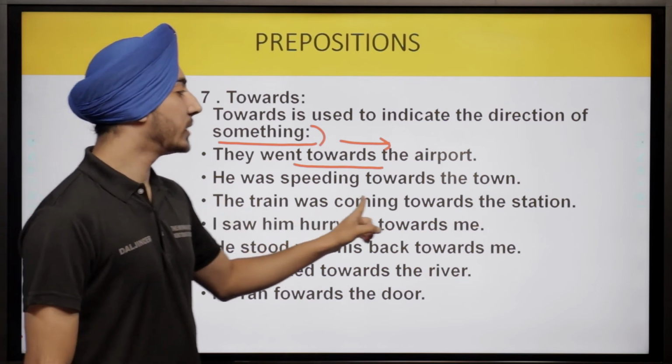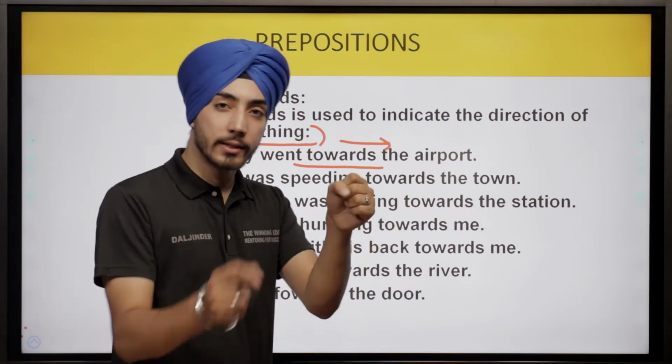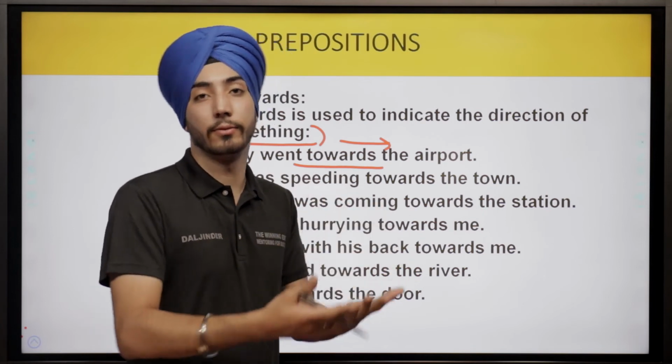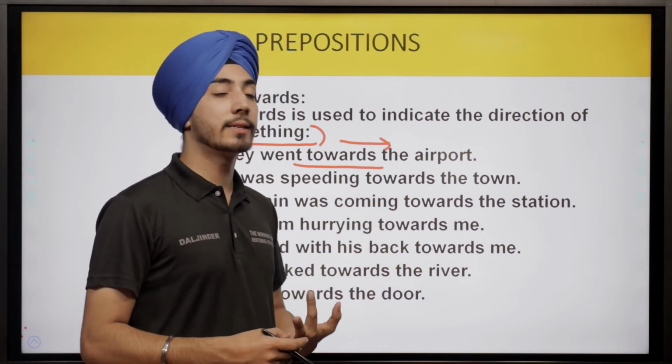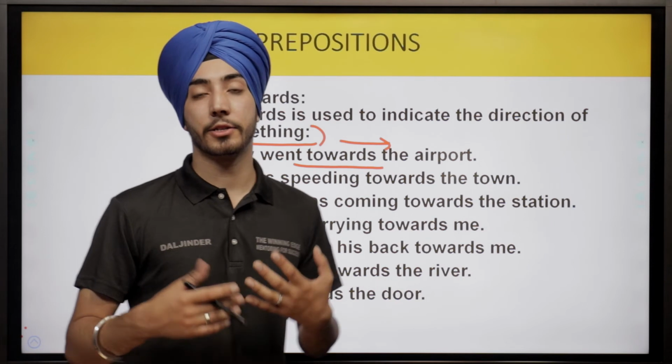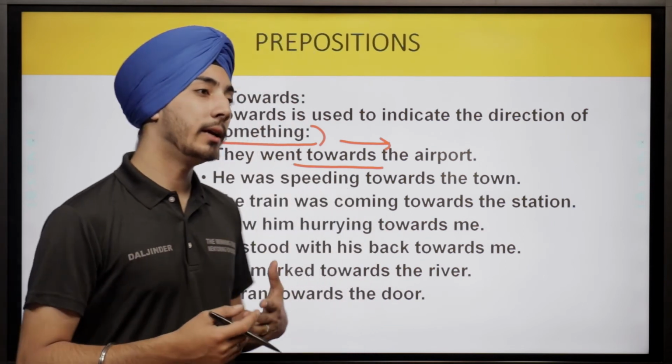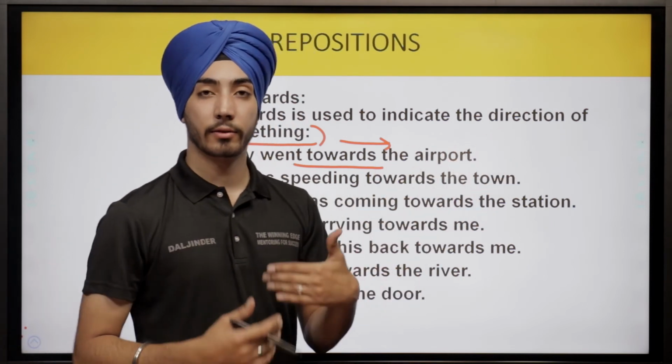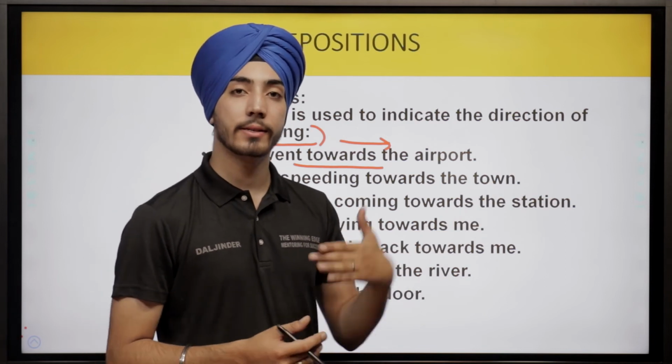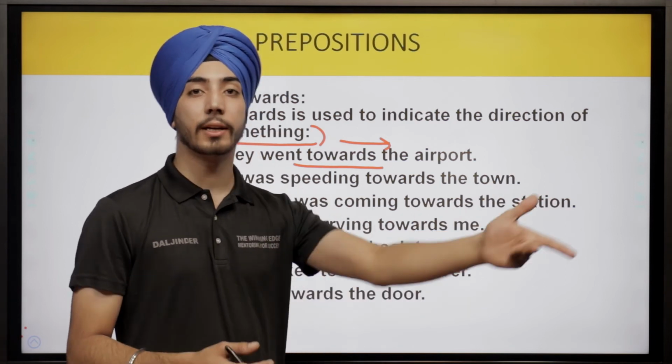He was speeding towards the town. मतलब वो अपनी गाड़ी बहुत तेज तेज चला रहा था. किस तरफ चला रहा था? Towards the town. ठीक है. Now it may not be necessary कि वो town ही उसकी final destination थी और end point of the journey थी. He may cross the town and go ahead. Town cross करके आगे भी जा सकता है वो, right? But his direction was towards the town. मतलब वो town की तरफ जा रहा था.